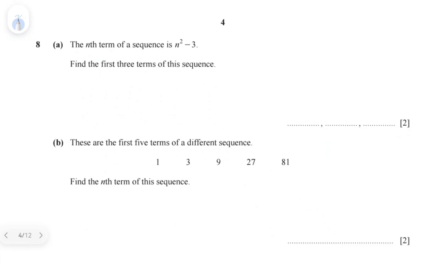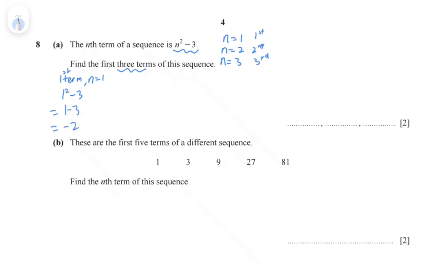Moving on now to question 8. We are asked to find the first 3 terms of the sequence n squared minus 3. So to do this, we just take the values of n equals 1 for the first term, n equals 2 for the second term, and n equals 3 for the third term. So let's do that. For the first term, n equals 1, so 1 squared minus 3 is equal to 1 minus 3, equal to negative 2.